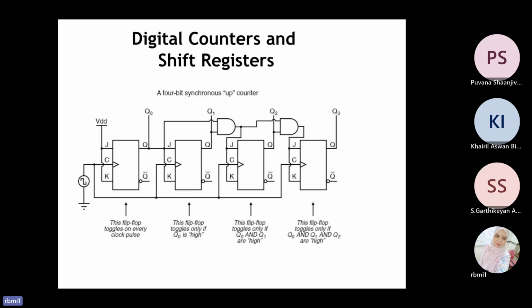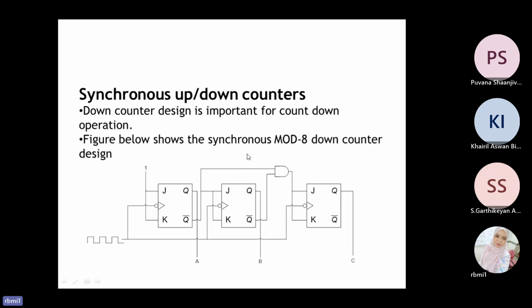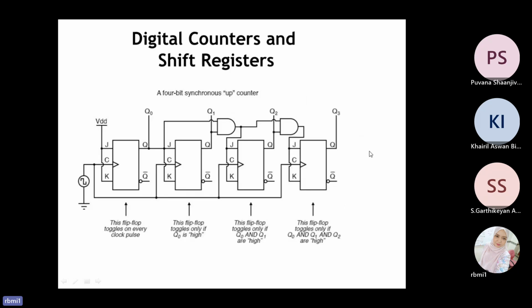Okay, this is a 4-bit synchronous up counter. Just now it was a 3-bit down counter. This is a 4-bit, one, two, three, each flip-flop for each bit. For this flip-flop, this one toggles on every clock pulse. The second toggles only if Q0 is high.